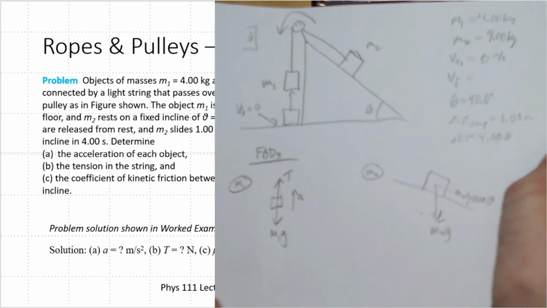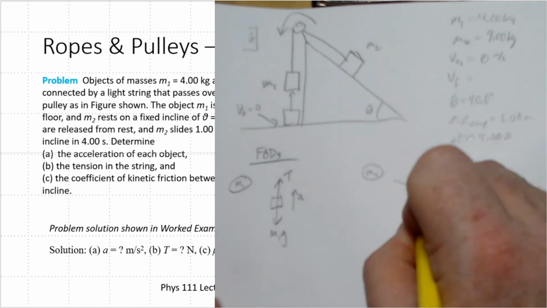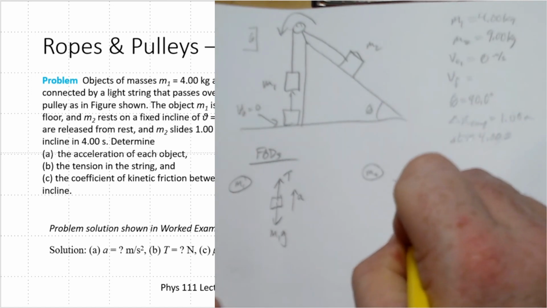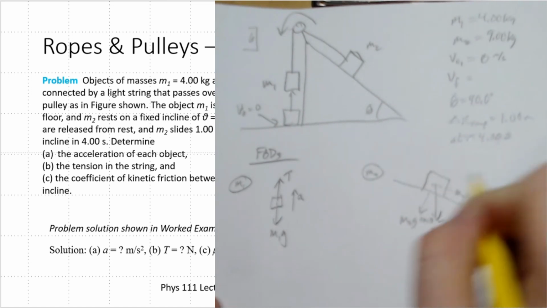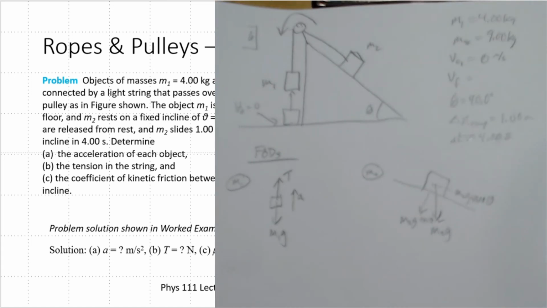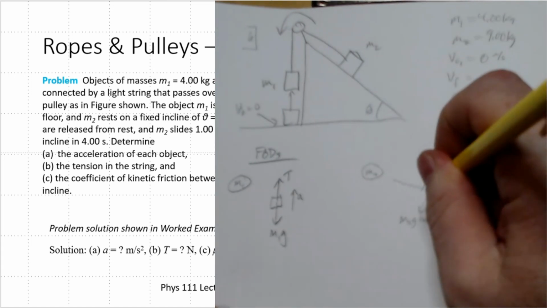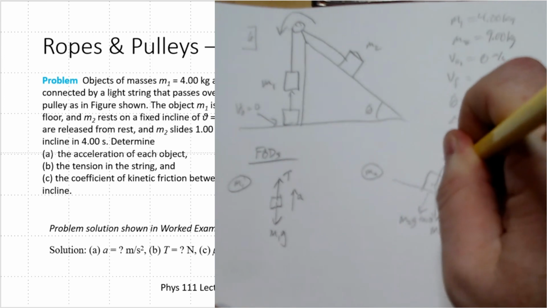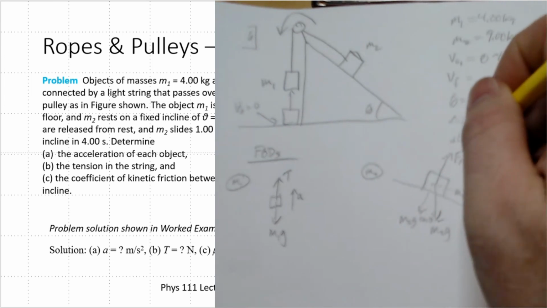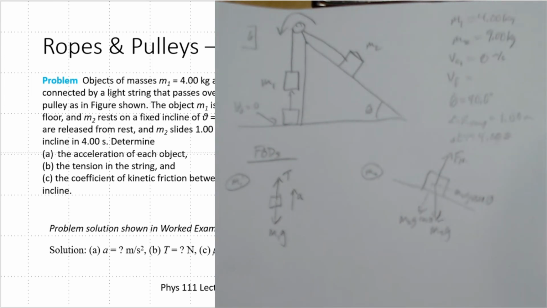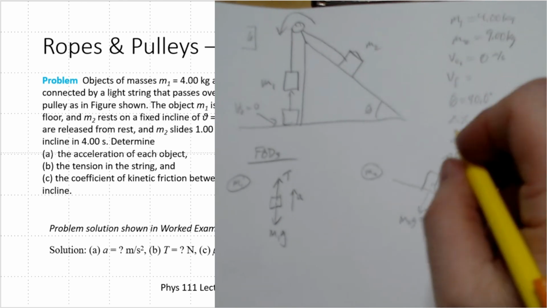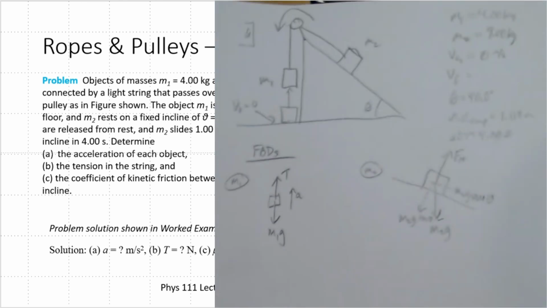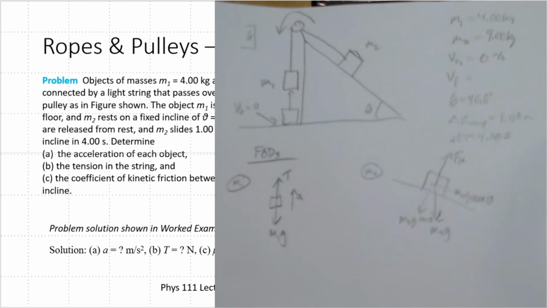This is sine theta. This is M2G cos theta. Normal force. I'm not going to put a subscript beyond normal because it's the only one that's hanging on a surface, so I don't want there to be any confusion. Friction in this case. Which direction is friction going?